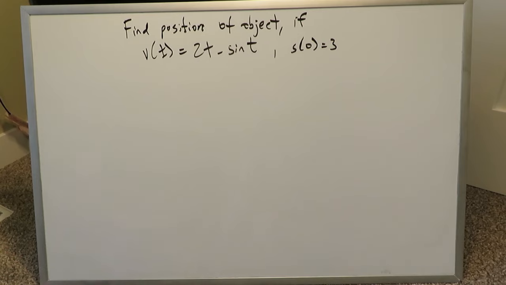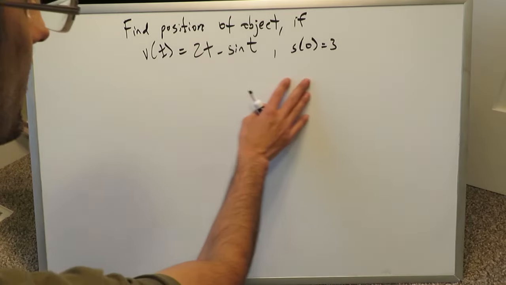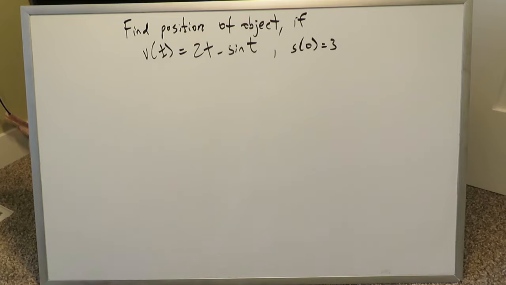This will be our first. We have to find the position of the object if we have a velocity function that's provided and the position at time 0 is equal to 3. If you think back to some of those videos I've presented on the physics or the calculus applications of physics, I've provided a very good recommendation which everyone should technically follow because it makes these type of questions very easy.